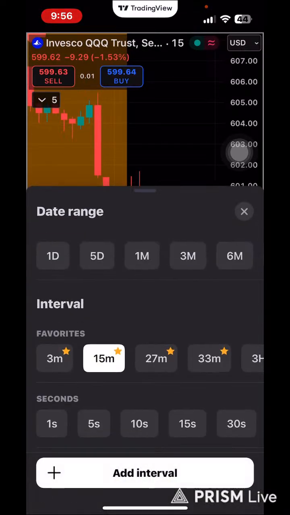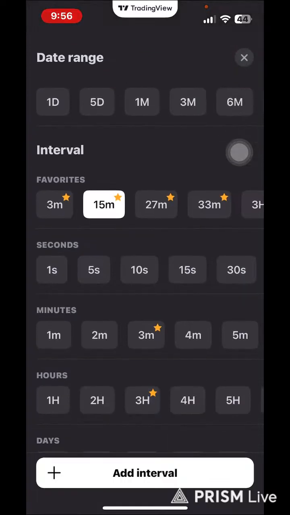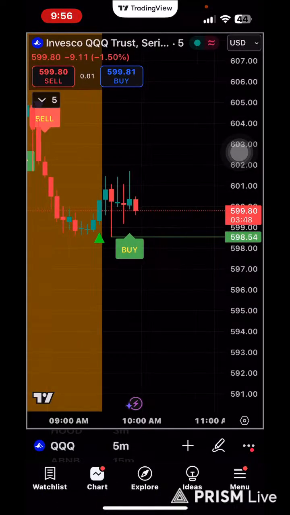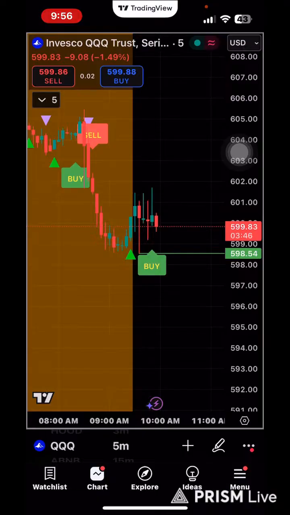Like I said to you guys, we're waiting for the 5-minute to flip over here. So we have a 5-minute arrow up. We're waiting for the 5-minute arrow to flip down.